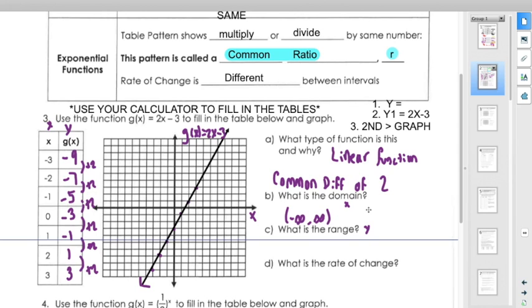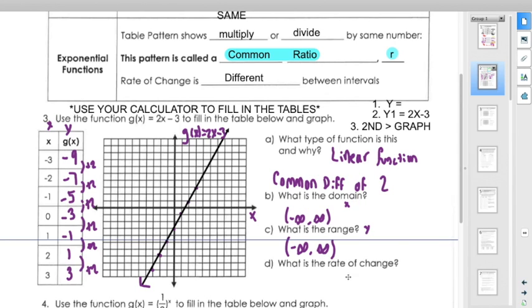What is the range? My y values. Again, remember range, like vocal range, low to high. Well, y values all the way down. That arrow tells me it's going down forever to negative infinity. And the arrow up tells me it's going all the way up to positive infinity, and parentheses.